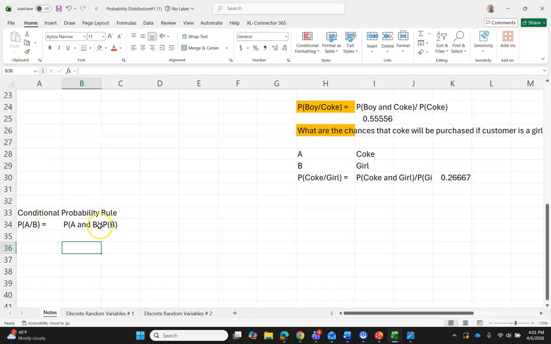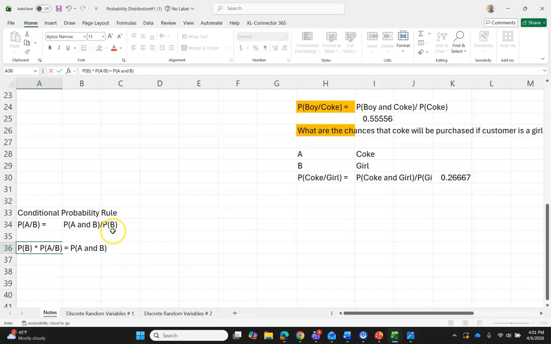So we can start from here to have our multiplication rule. All we can do here is take the joint probability divided by probability of B, times probability of B, and they will cancel. So if we multiply probability of B on both sides, it will be like this: probability of B times probability of A given B equals probability of A and B.